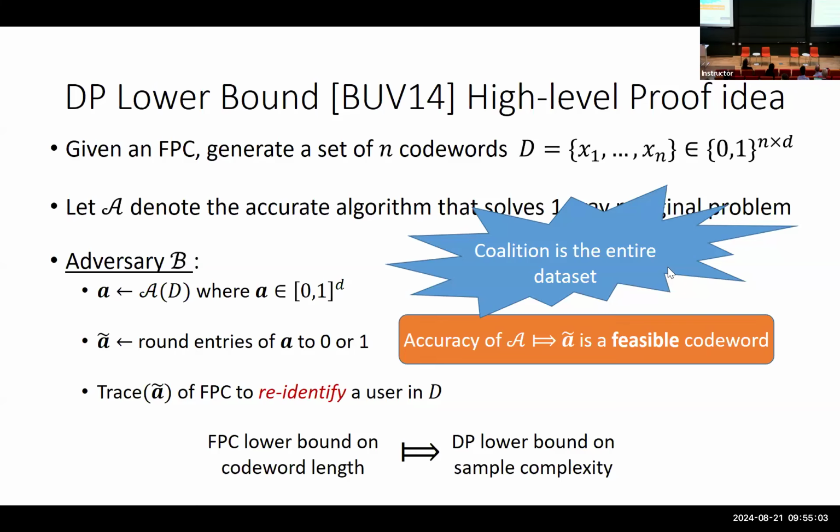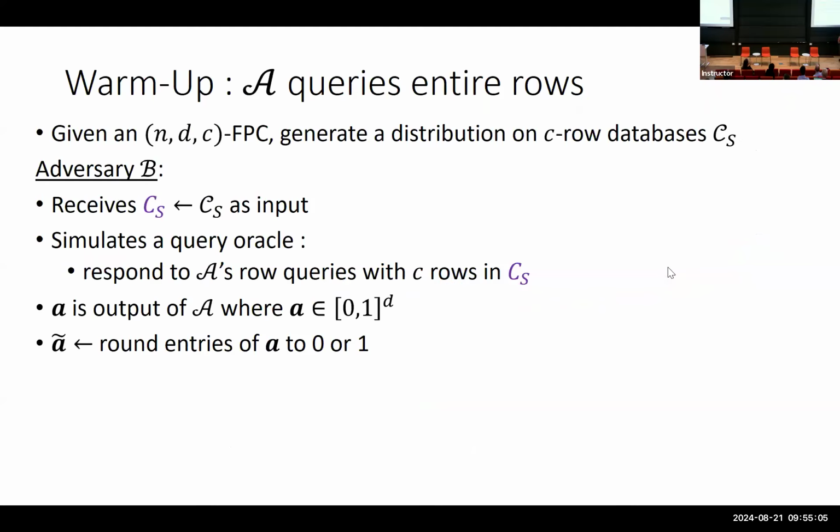Okay. So here's a warm-up for our problem. In this warm-up, say the algorithm A that computes the one-way marginals can only query entire rows. So for us, A is a sublinear algorithm, right? What that means is that A can only look at a subsample of rows. So here, the important thing is that our coalition size is not n. Our coalition size is something like C, which is smaller than n.